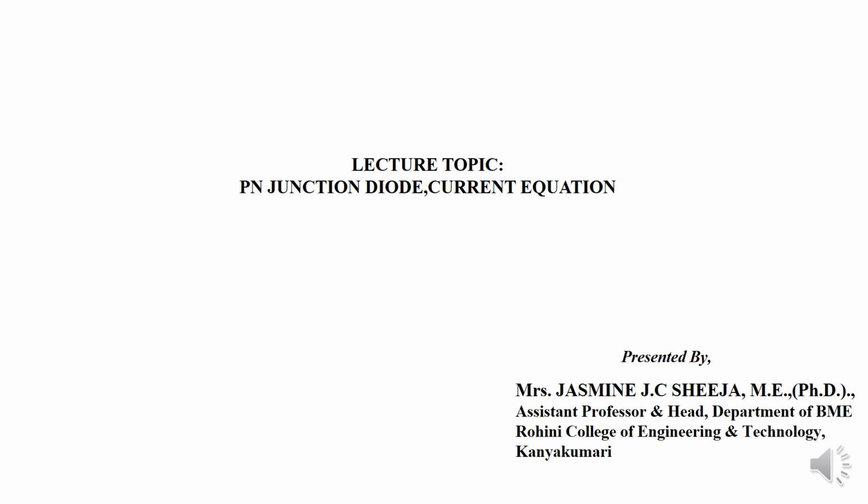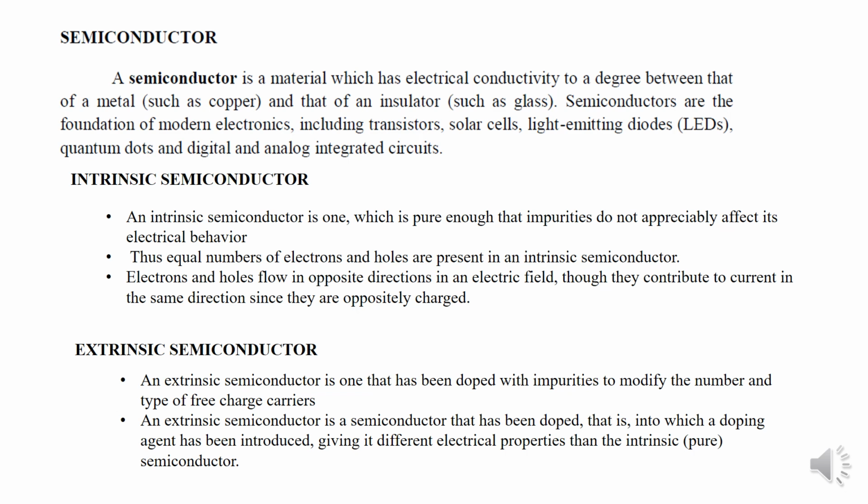Let us see about the PN junction diode and the current equation of the PN junction. A semiconductor is a material whose electrical conductivity lies between that of a metal and that of an insulator. Semiconductors are the foundations of modern electronics, including transistors, solar cells, light emitting diodes, quantum dots, and digital and analog integrated circuits.